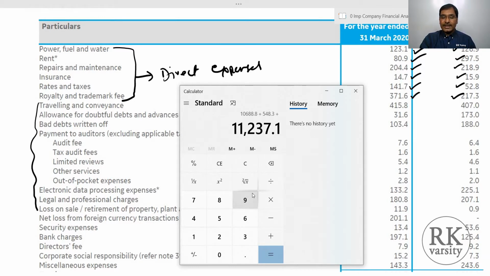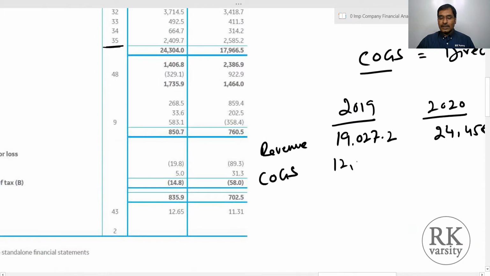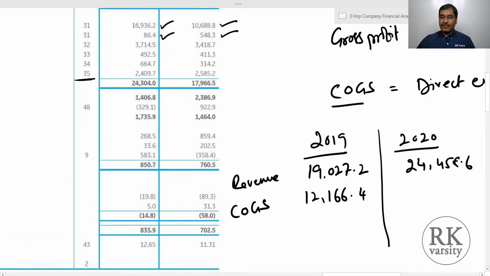So for 2019 these values are 126.9 plus 297.5 plus 218.9 plus 15.9 plus 52.8 plus 217.3. So your direct expenses comes towards 12,166.4 million. This is 12,166.4 million for 2019, and for 2020 we calculate now.